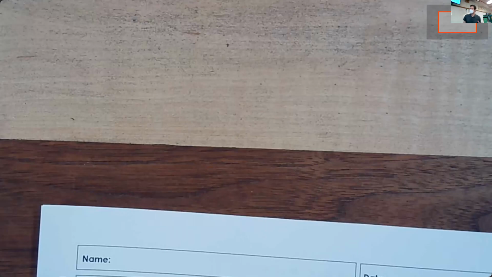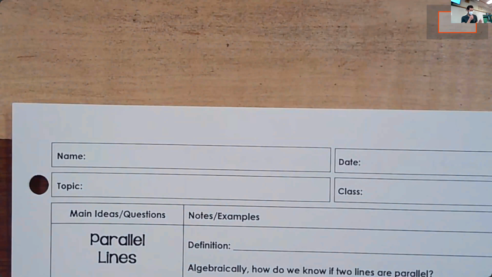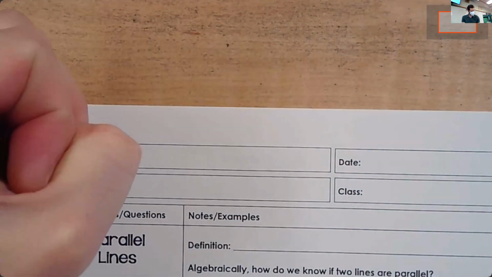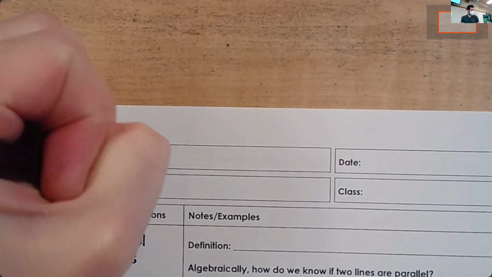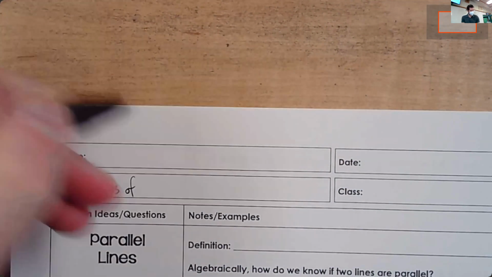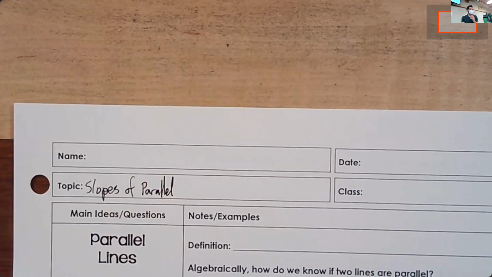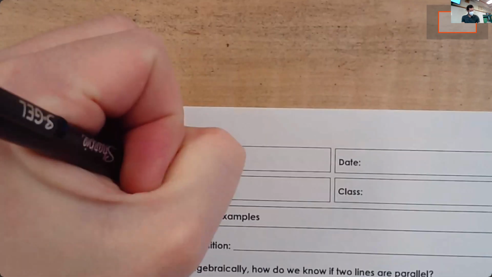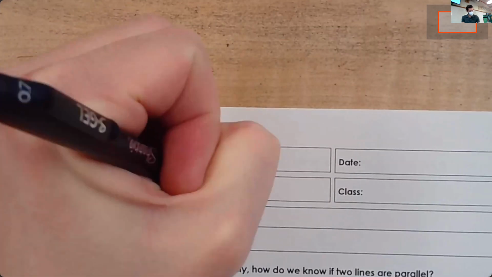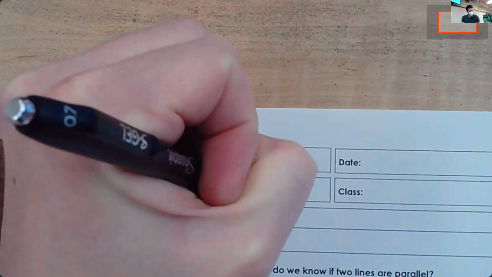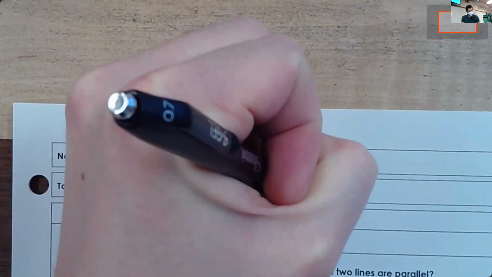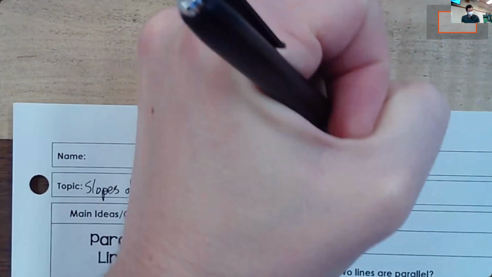So today, the topic, we're just going to call this slopes of parallel and perpendicular lines. You see both of those on here. This is going to be an exercise in writing small for the topic. And today is the very last day of January.